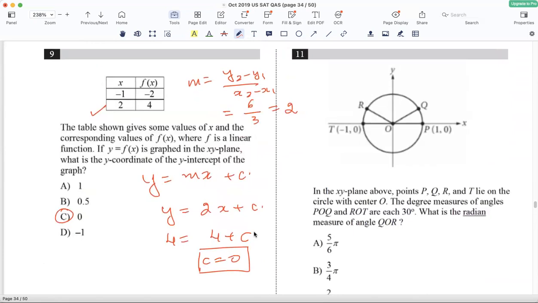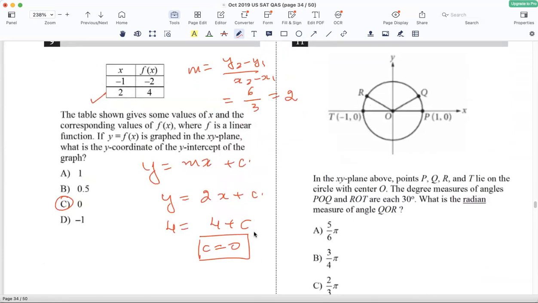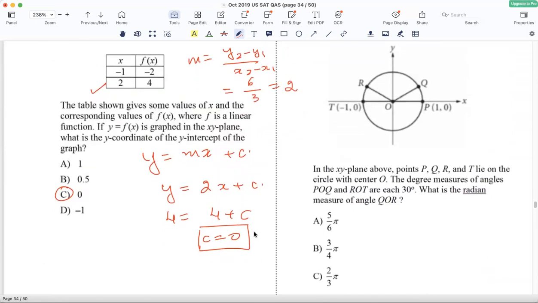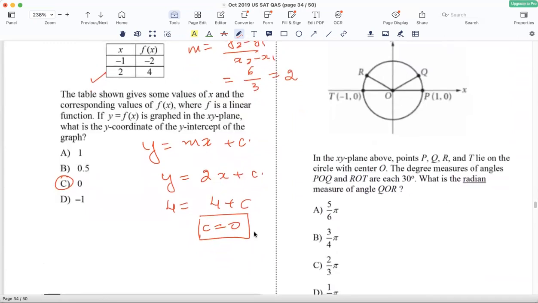In the xy-plane above, points P, Q, R, and T lie on the circle with center O. The degree measures of angle POQ and ROT are each 30 degrees. So this is 30 and this is also 30. What is the radian measure of angle QOR?